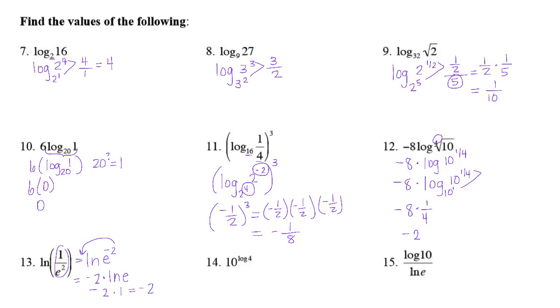Moving on to 14. 14 is another property, and that property tells us that if we have this base and this understood base up here to be the same, then our solution is always sitting there. So here on 14, my answer should be 4. And finally, number 15, we are going to simplify the numerator and then simplify the denominator. Well, log of 10, remember that base is 10 if it's not written, so log base 10 of 10 is 1 over natural log of e is also 1. So all of this simplifies to 1.